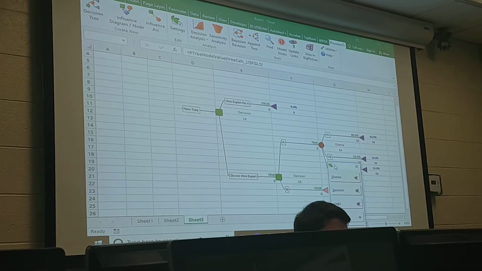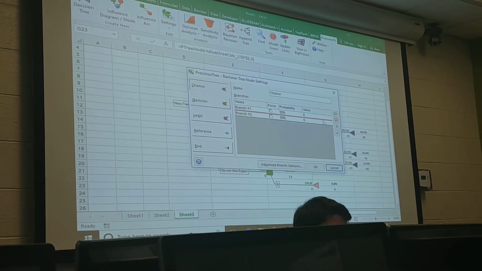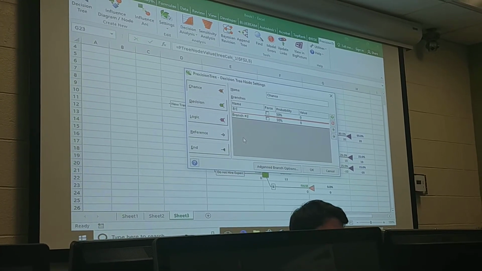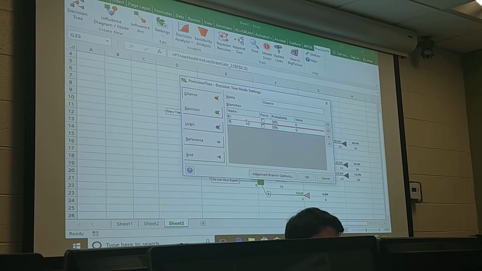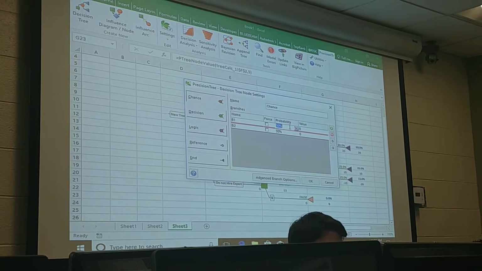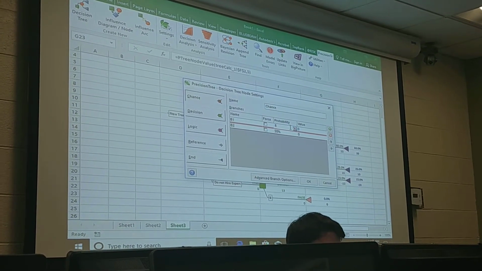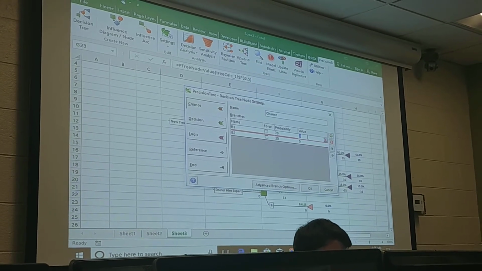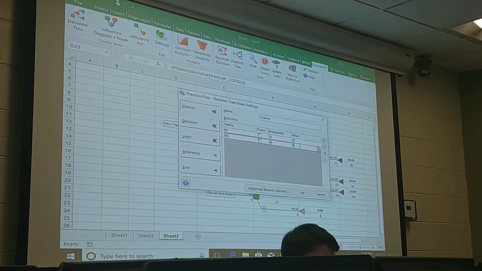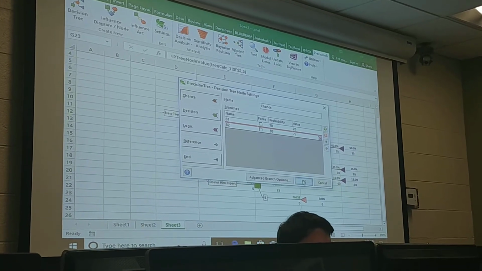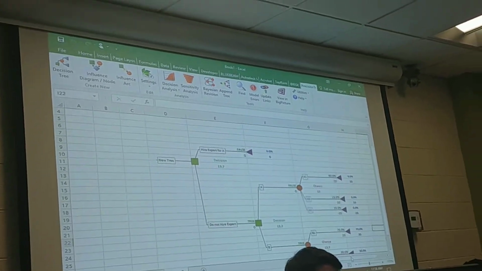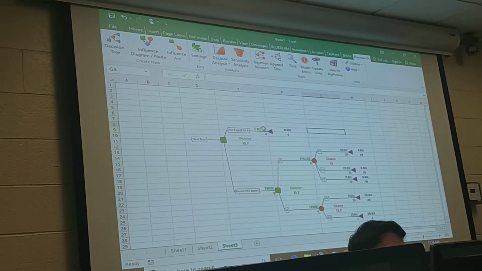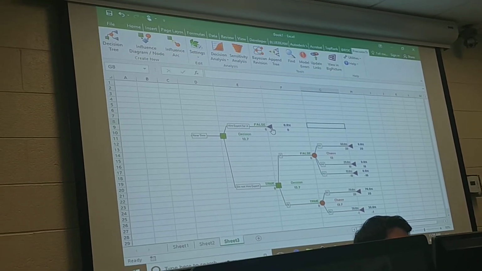And then B would be 2 outcomes. B1, B2. Probabilities are 70, 30. Okay, so this is the original tree, but what if I hire an expert for A?